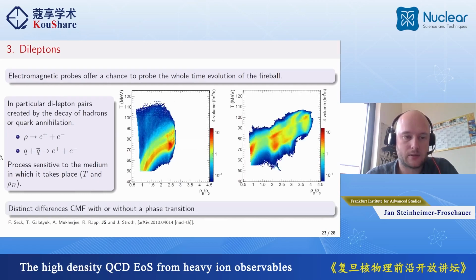So what was done here is, again, an older simulation where we were still using hydrodynamics, but there we already saw that on the left-hand side without a phase transition, or the right-hand side with a phase transition, the system would emit at different times, at different temperatures, at different densities.